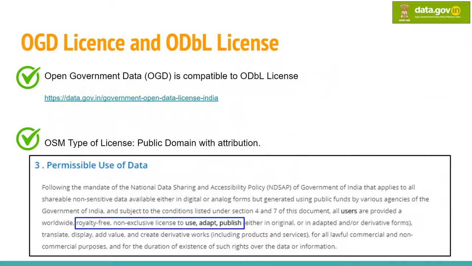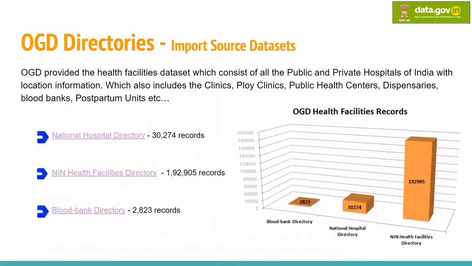By now, we have understood that open data is freely available to everyone to use and republish as they wish, without restriction from copyright, patent, or other mechanisms of control. Here on the screen, you can see the license published by the Open Government Data of India. To improve the map data of OSM, we have collected a few of the Open Government Data directories which have been published by the government with geo-coordinate datasets of health facilities of India. These directories include all the public and private hospitals in three different datasets, which are the National Hospital Directory, NIN Health Facility Directory, and Blood Bank Directory.